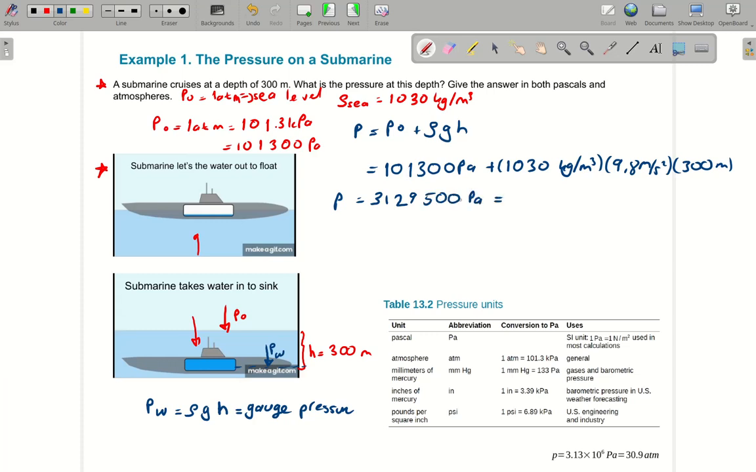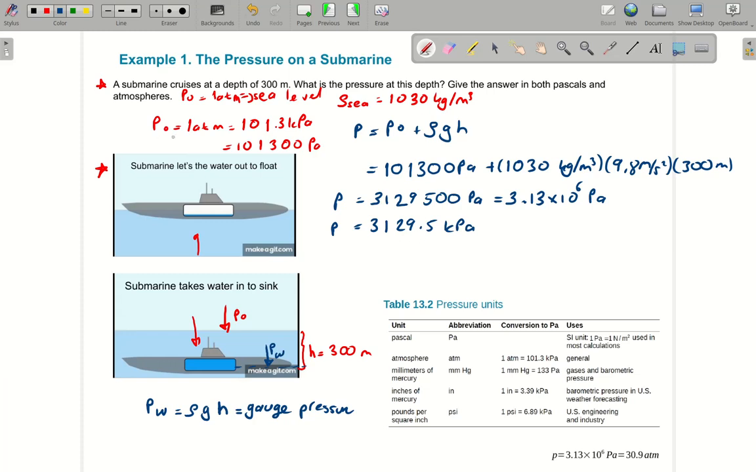Maybe I'm going to write it in scientific format. I'm going to move back 1, 2, 3, 4, 5, 6 steps, right? 3.13, I would round this. It will be 3.129 times 10 to the 6 Pascal. Or quite often when we have large pressures, we convert them to kilopascal by dividing by 1,000, so 3,129.5 kilopascal.